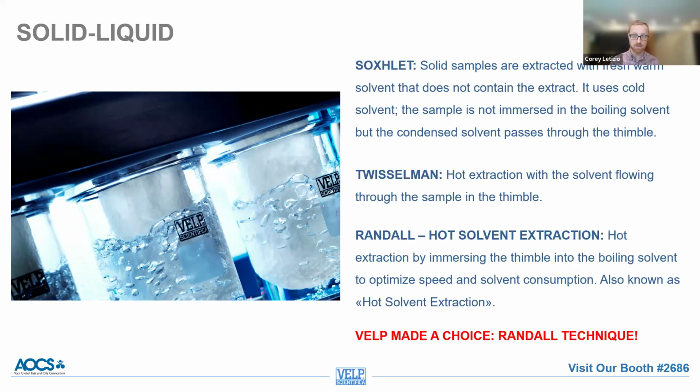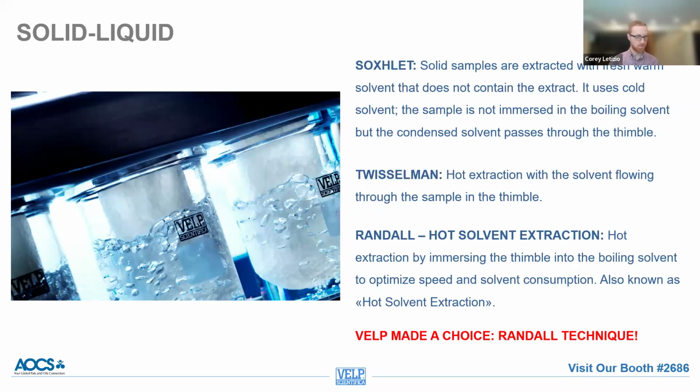Now, the traditional way to do this extraction is called Soxhlet. That's where solid samples are extracted with fresh warm solvent that doesn't contain the extract. The sample is not immersed in boiling solvent, but the condensed solvent passes through the thimble. This is a more traditional method that typically can take anywhere from 15, 16, sometimes 18 hours for an analysis.